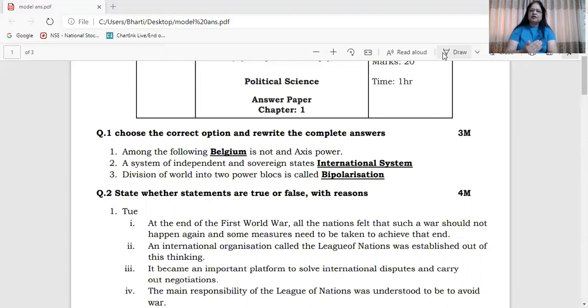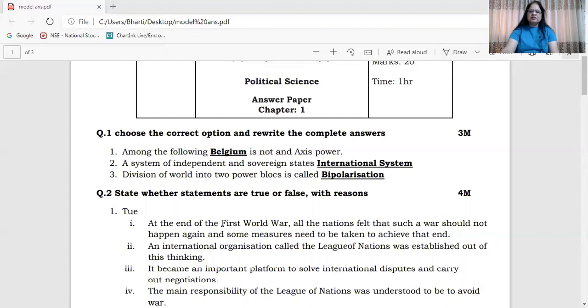Let me begin with the first fill in the blanks. Among the following, dash is not an axis bar. The answer is, among the following, Belgium is not an axis bar. Belgium आपने लिखा है? Congratulations, 1 out of 1. A system of independent and sovereign state, dash. The answer is international system. Division of world into 2 power blocks, bipolarization. If your first answer you have written Belgium, second international system, third bipolarization, तीनों आपने लिखा है. Congratulations, you are scoring 3 out of 3.